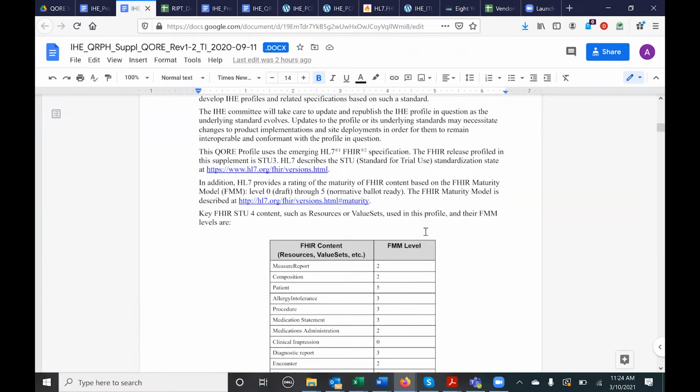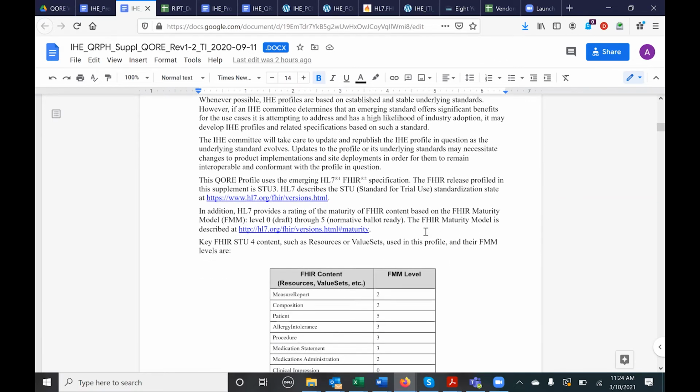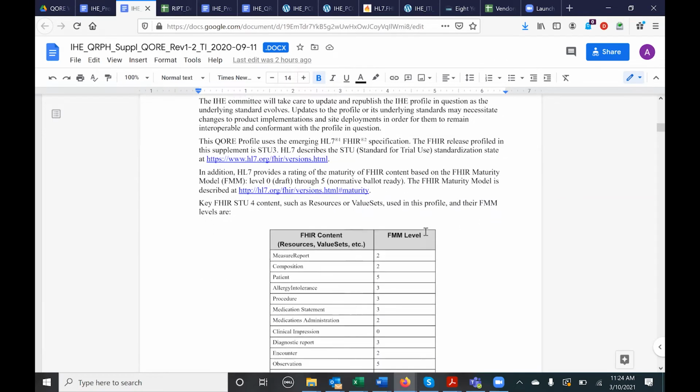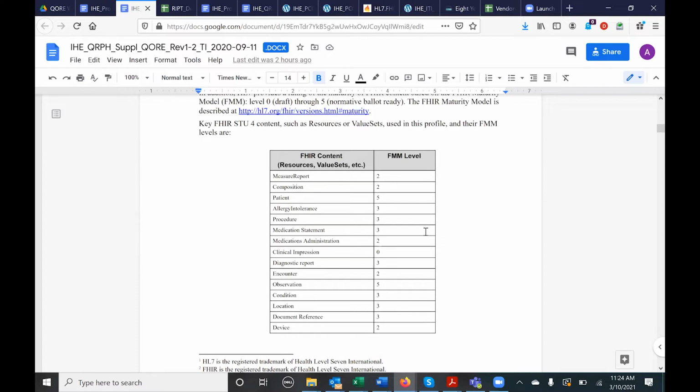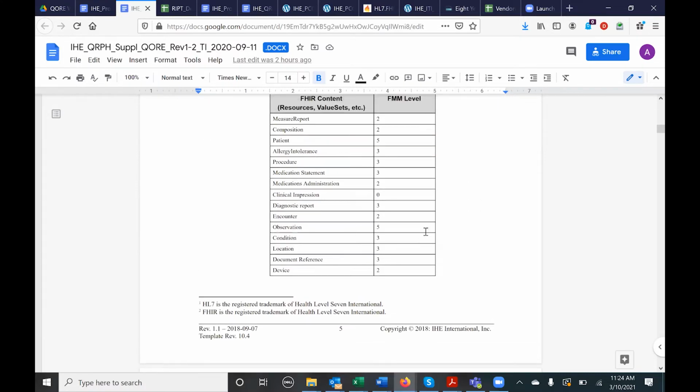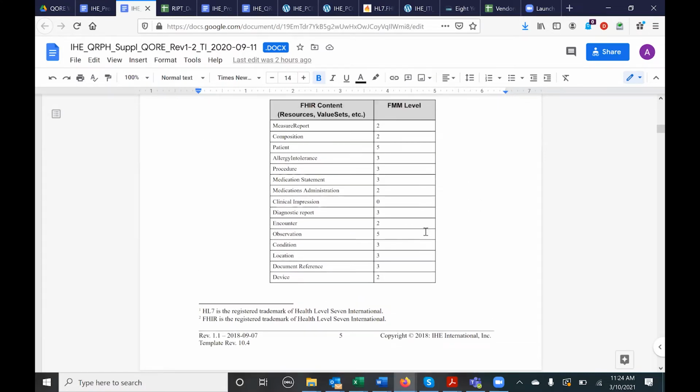So this profile is just in FHIR. I know the previous 2 were in CDA and FHIR, but we felt that this was going to be a little bit more tailored down to a FHIR transaction, just because of the scoping of that project. This is going to be using the measure report and composition resources. So these are all the FHIR resources that we would be using in this profile.